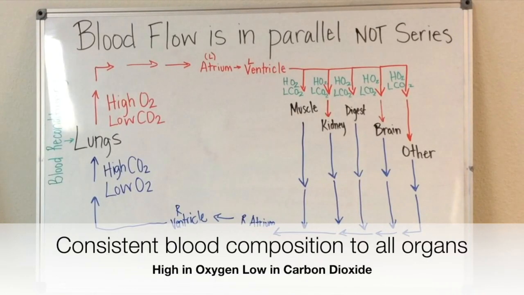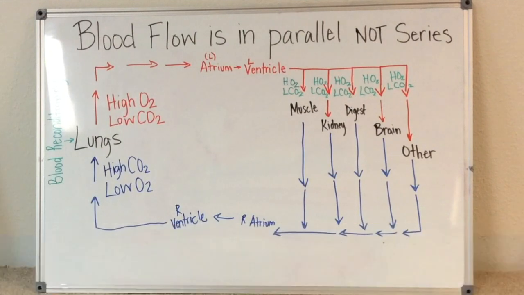By having a parallel circulation, this ensures that every tissue receives blood that is the same concentration with a high oxygen concentration and a low carbon dioxide concentration. This ensures adequate gradients to allow for diffusion to occur between the cells and the blood.